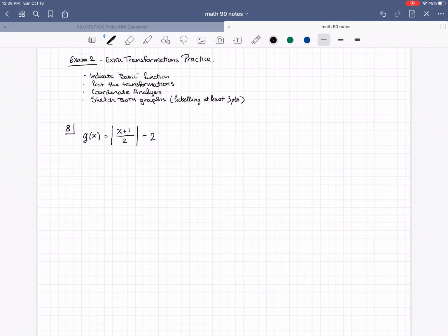All right, this is the last of our extra transformations practice examples. It's the third of 3 examples where horizontal and vertical stretches are included amongst our transformations. We've got some absolute value going on here. So when we go to write down the basic function, we know that it's going to be our friend, the absolute value function. And now let's list the transformations.